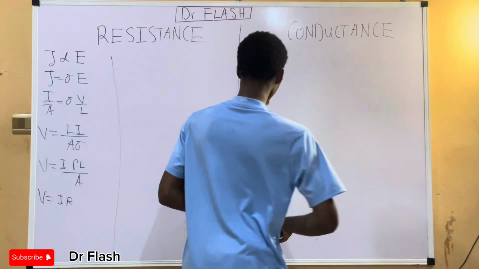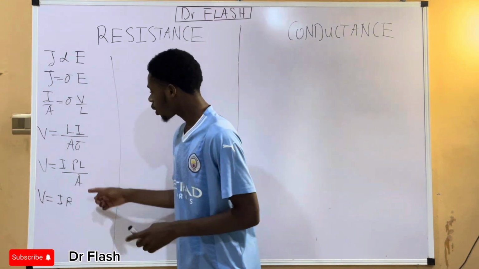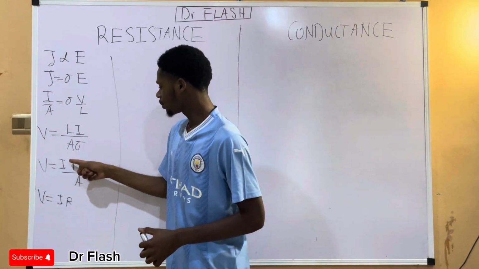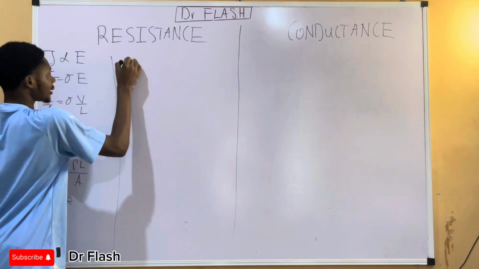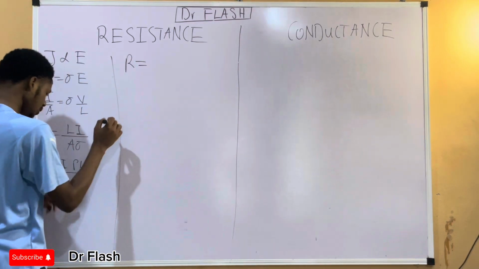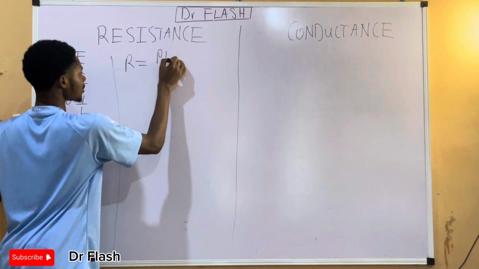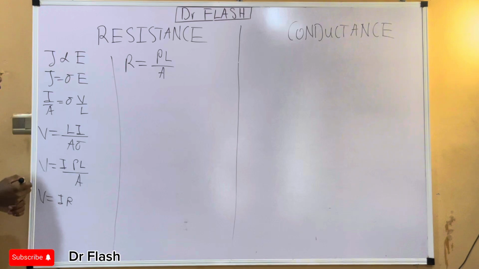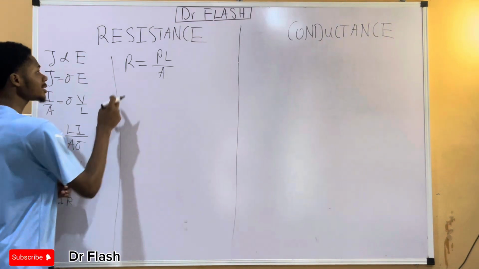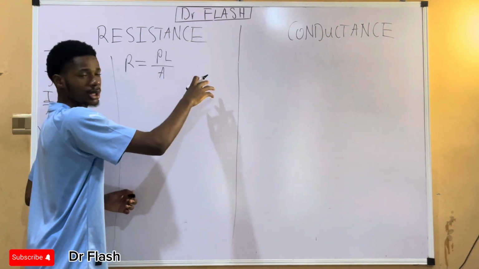Now, where does resistance come in? It comes in by the fact that we've replaced rho times L over A by R. So I can come here and say resistance is equal to rho times L divided by A, of which A is the area of the conductor, L is the length of the conductor. So we can see that R depends on various quantities.